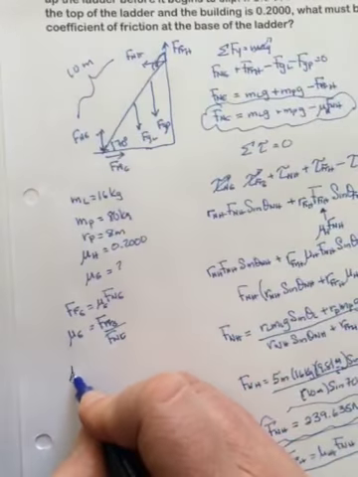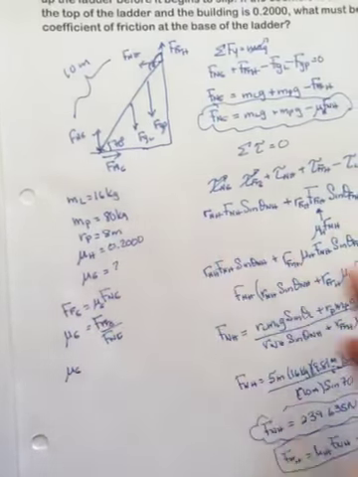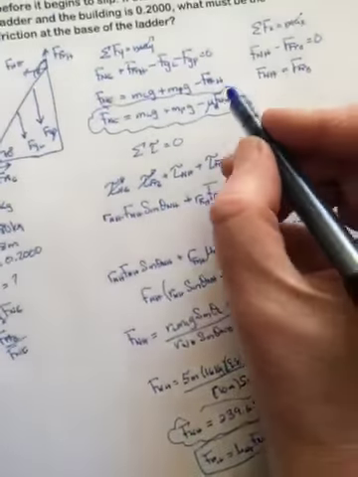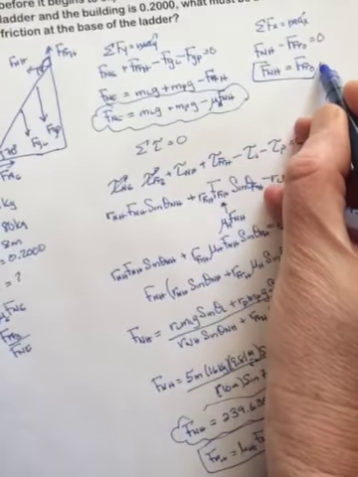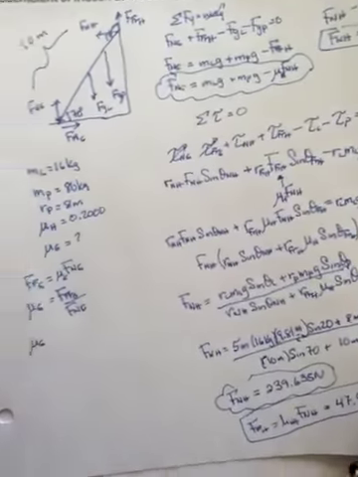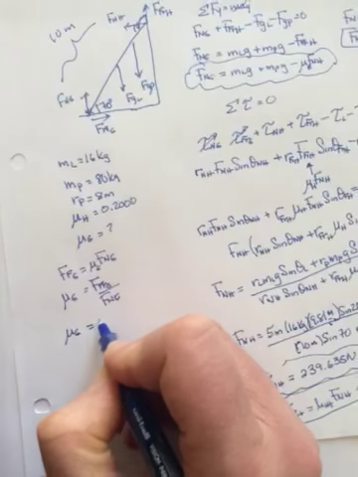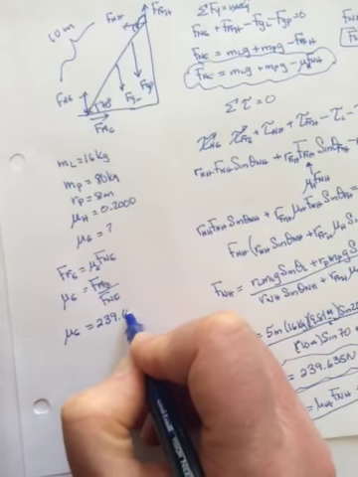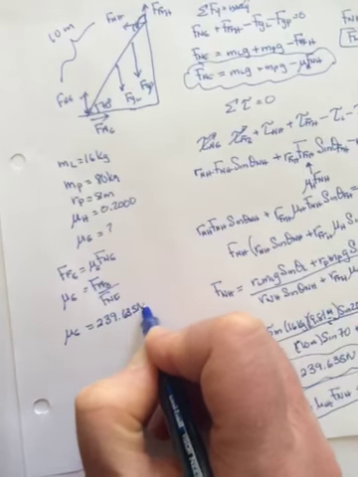So mu ground, so friction on the ground was our Fn that we found here, right? Oh, there it is, that's what I was looking for. Friction of the ground is equal to Fn. So it is 239.6, what was it? 35 newtons.